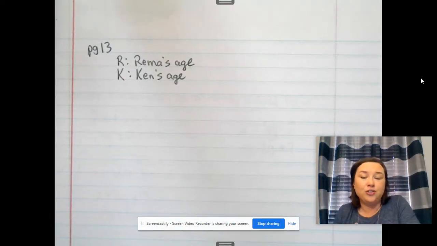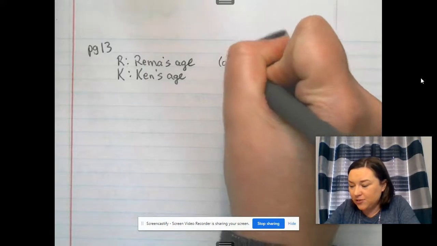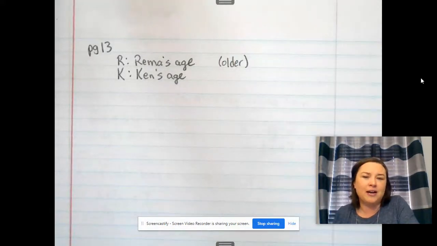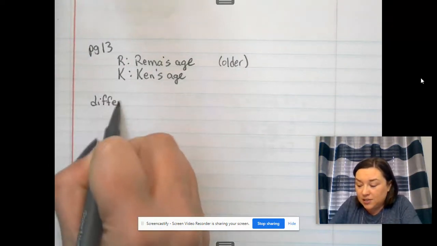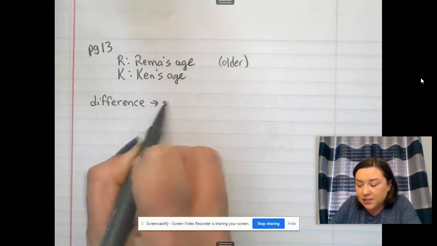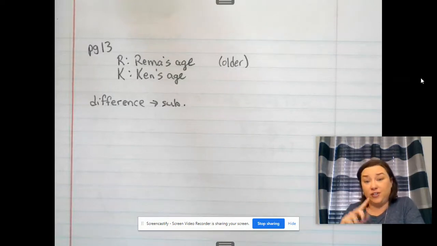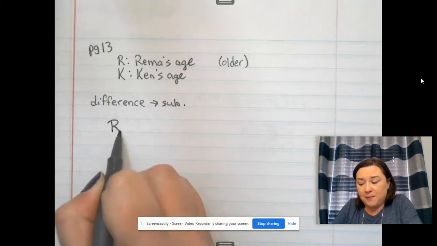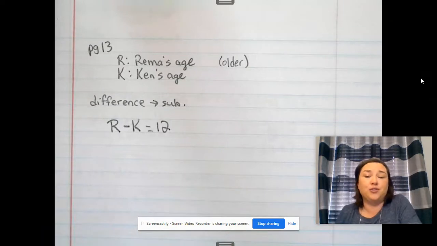And then the next thing you do is set up your equations based on what it says. So we know that Rima is the older one, so I'm just going to make myself a note here. That's not required, but that will help me. It says the difference of their ages is 12. Well, difference, and you don't have to write this, but I want everybody to see it, means subtract. And sometimes students forget that, so I just want to put that there. And since it says their difference and it gives a positive number, we know it took the older person minus the younger person. So R minus K equals 12.